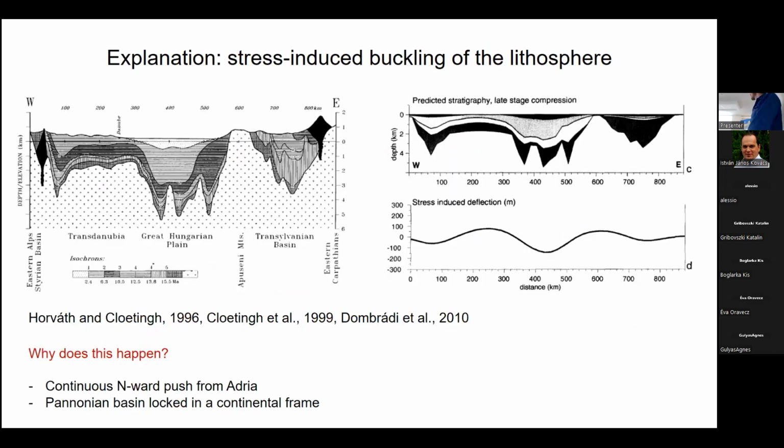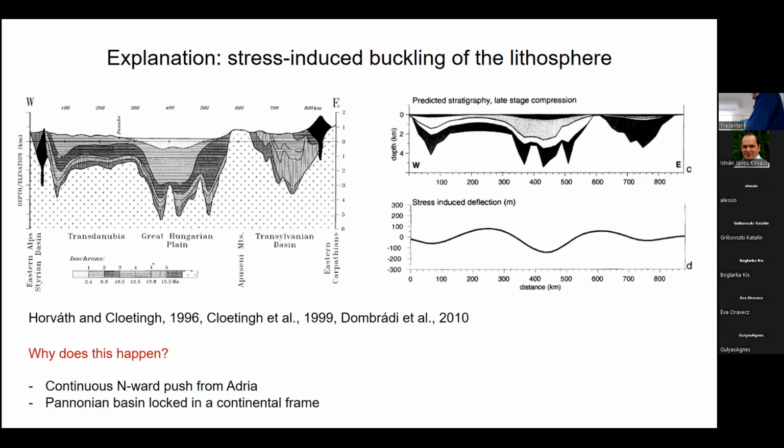This is summarized by this section here, which I think is a figure of Horvath and Cloetingh, 1996. So we have uplifted regions, the central, so this color actually is the quaternary. So we have in the central Pannonian subsidence and accumulation of quaternary sediments, and then uplift on the other flank as well. The question was, why does this happen? And what can be the explanation? And Horvath and Cloetingh and further papers elaborated on that, came up with a very elegant solution.